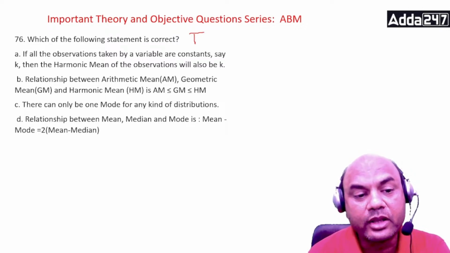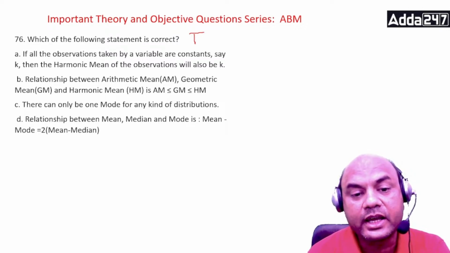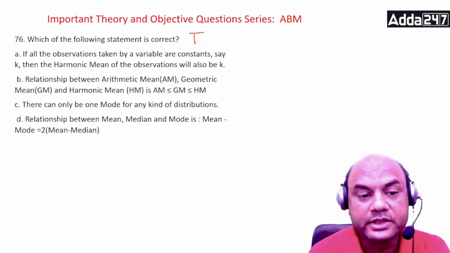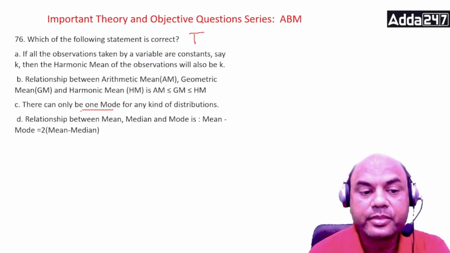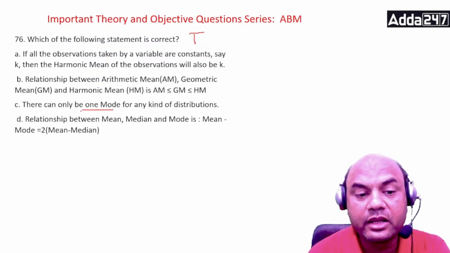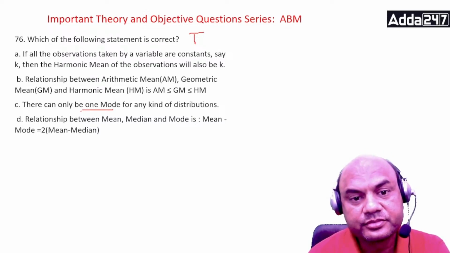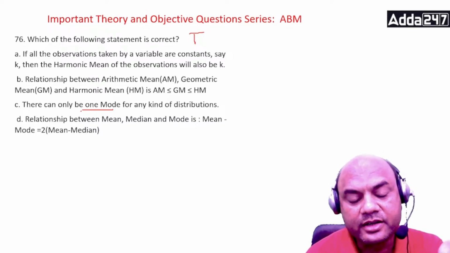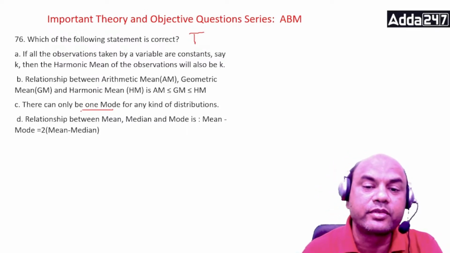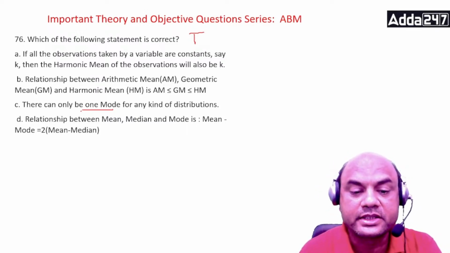There can be only one mode for any kind of distribution. Only one mode. Is it true? The relationship between mean, median and mode is mean minus mode equals 2 into mean minus median. Is this so? Answer it in the comment section. Everyone, which one is correct in the comment section?